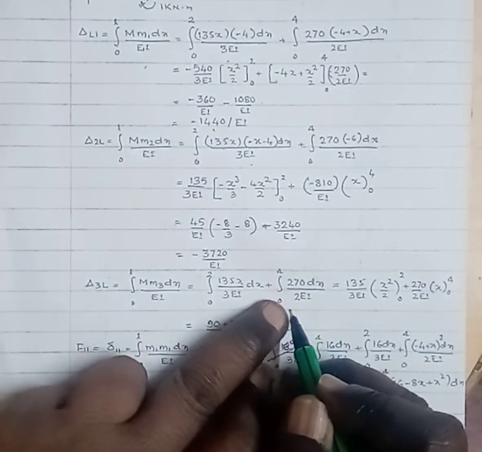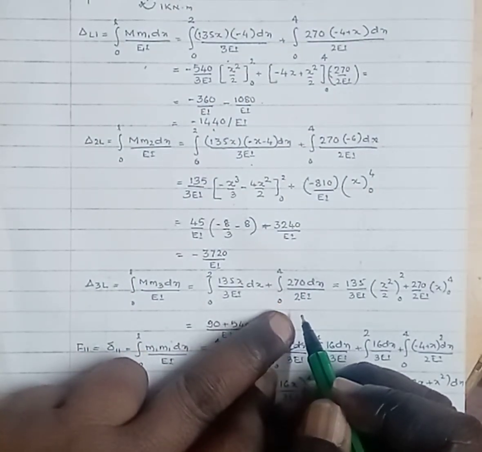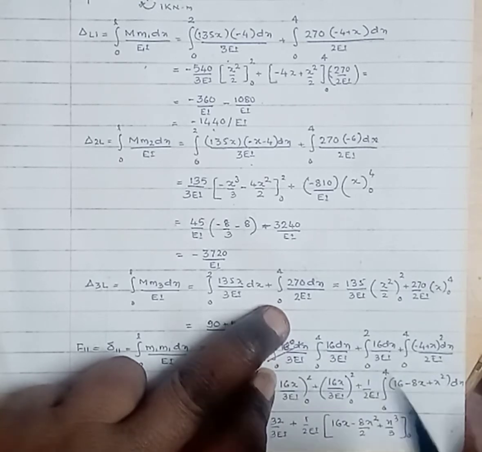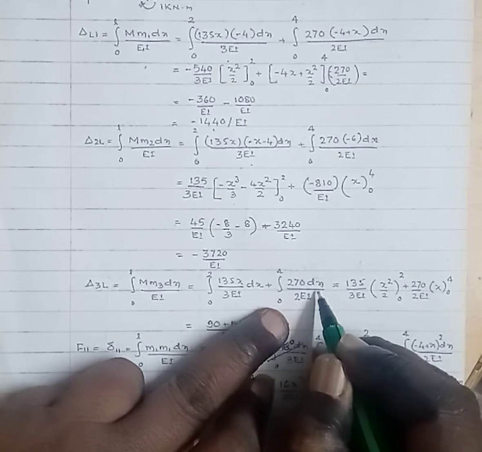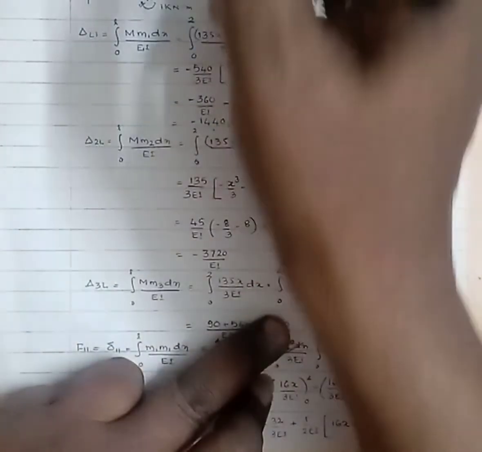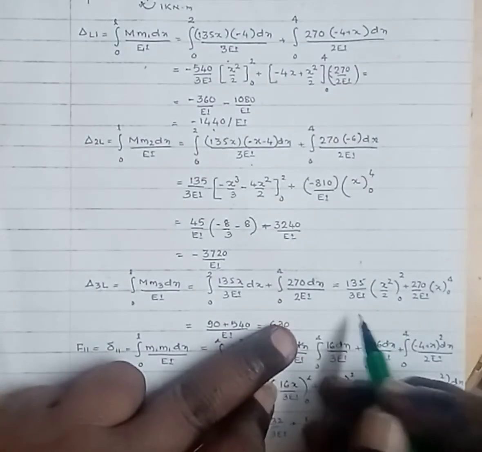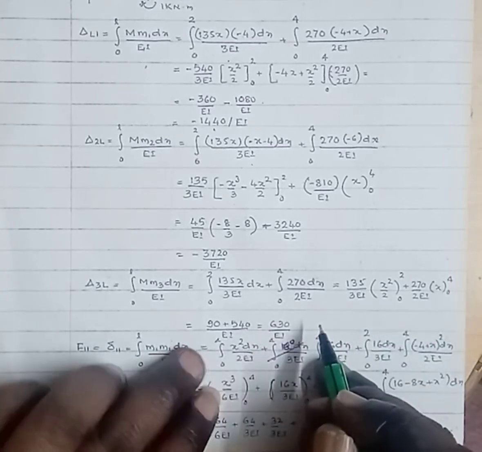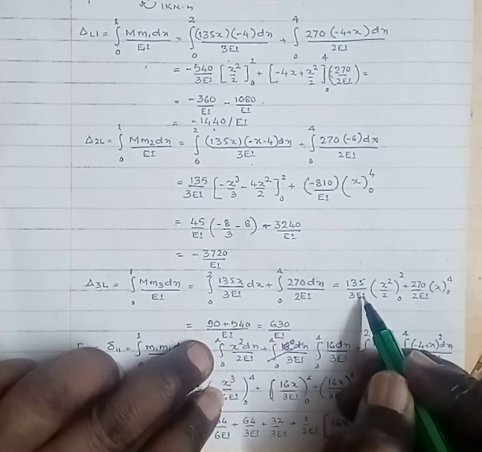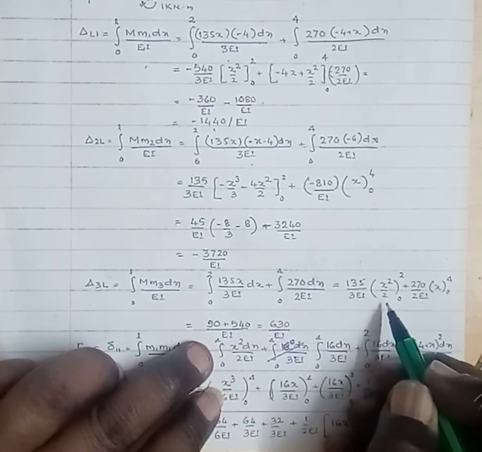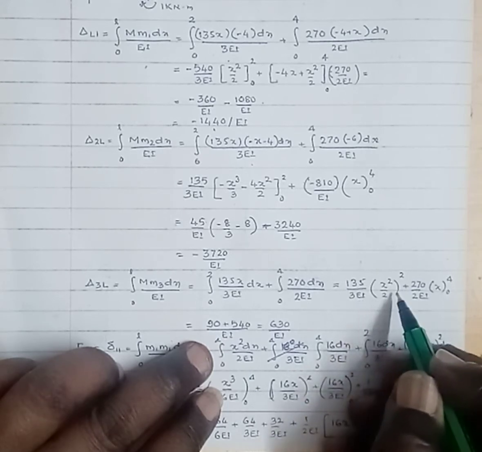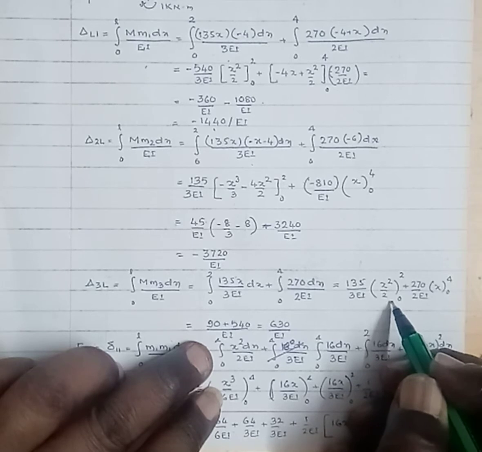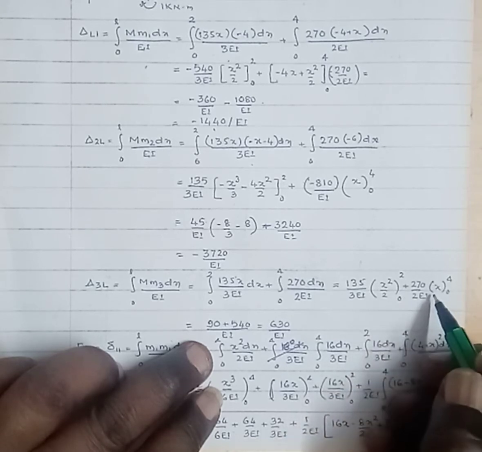In portion B to A, the bending moment due to the applied load is 135 into 2, that is 270 into 1 into dx divided by flexural rigidity, which is 2 times EI. Then after simplification, here you will get 135 by 3EI is common. Integration of x dx is x square by 2 within the limits 0 to 2.